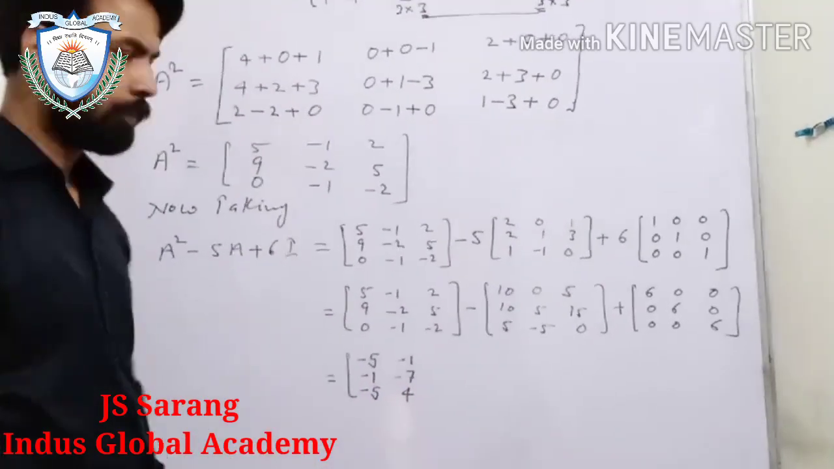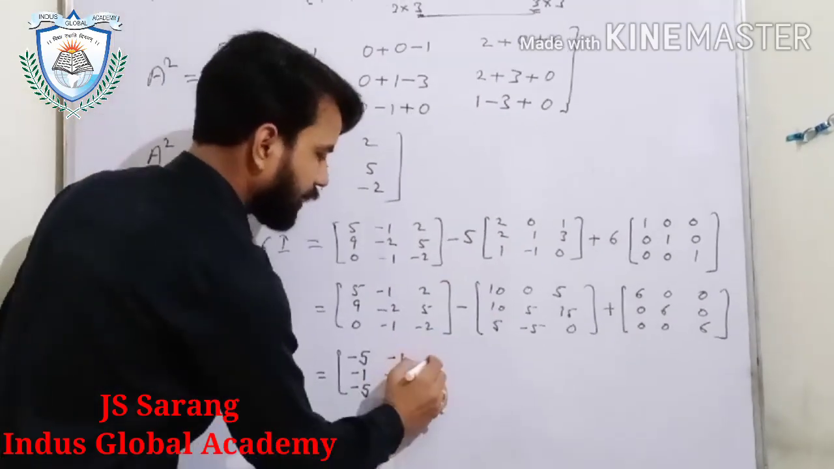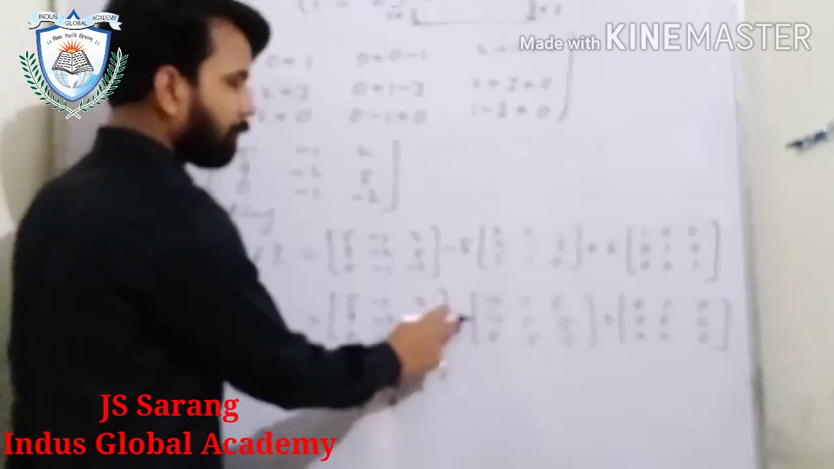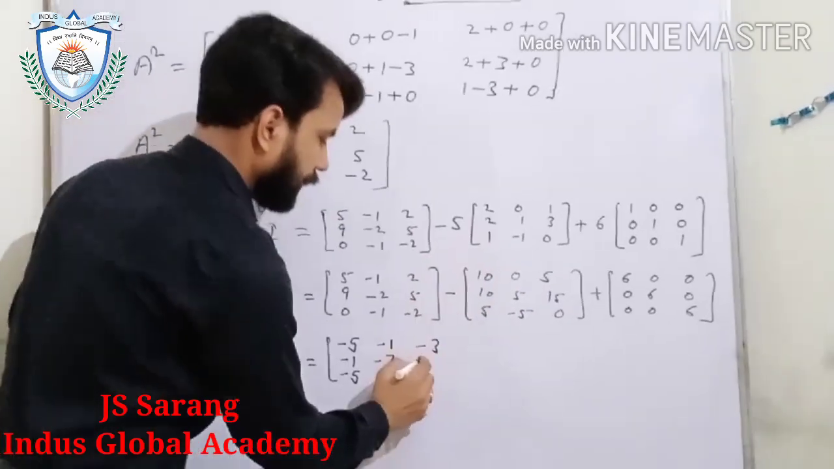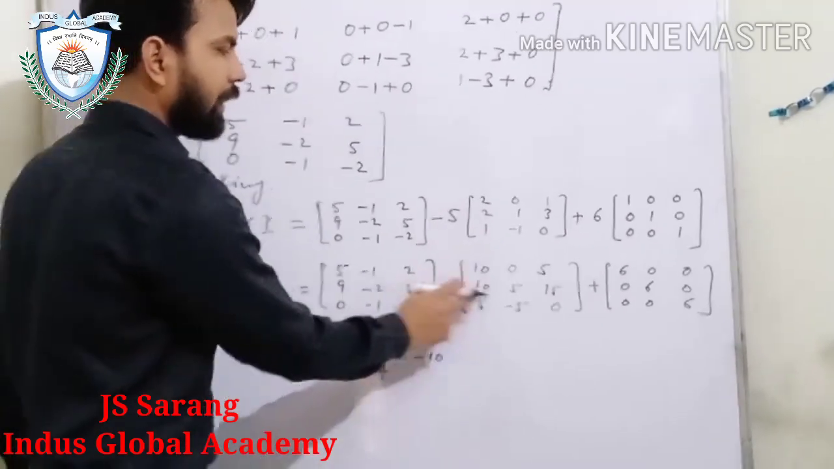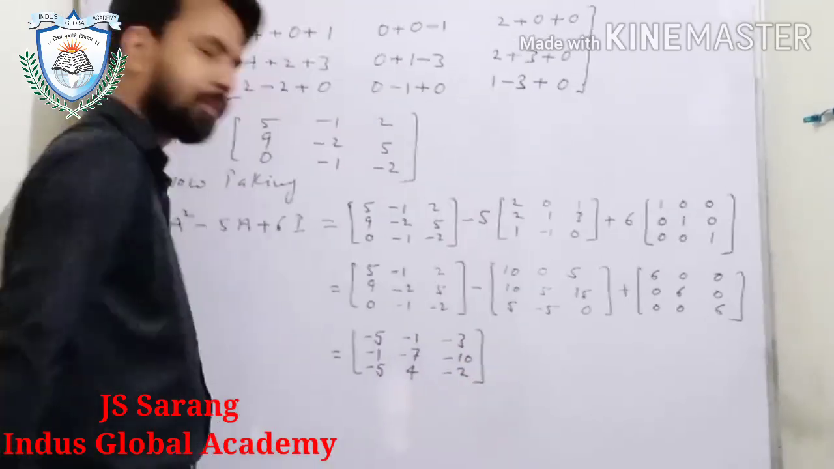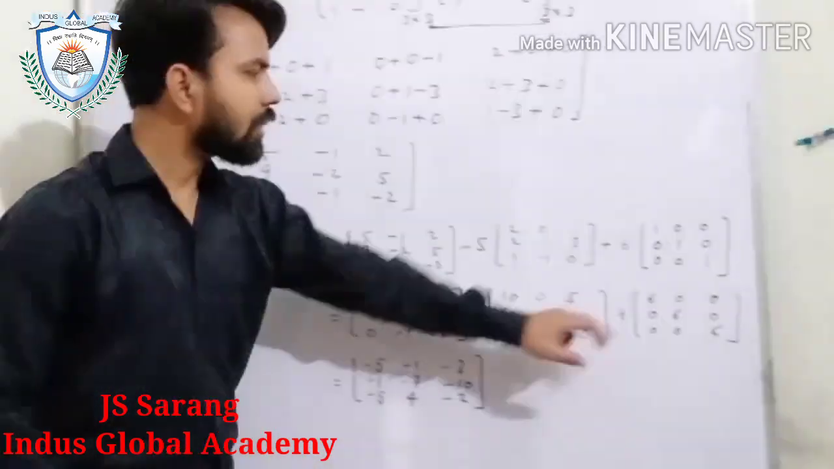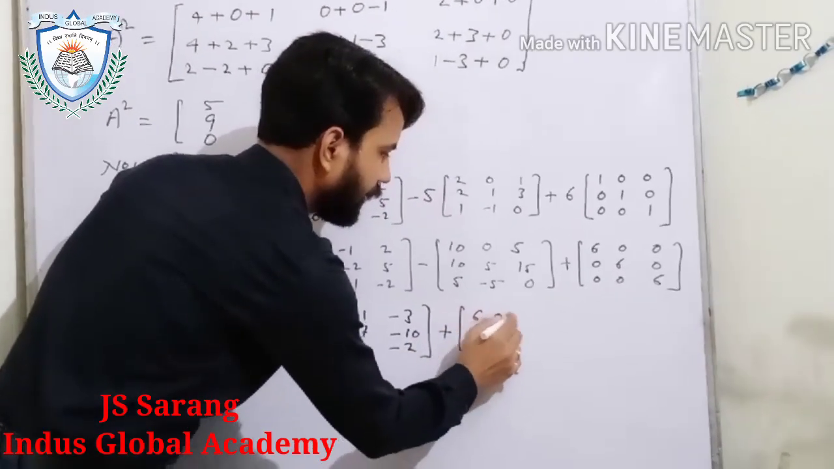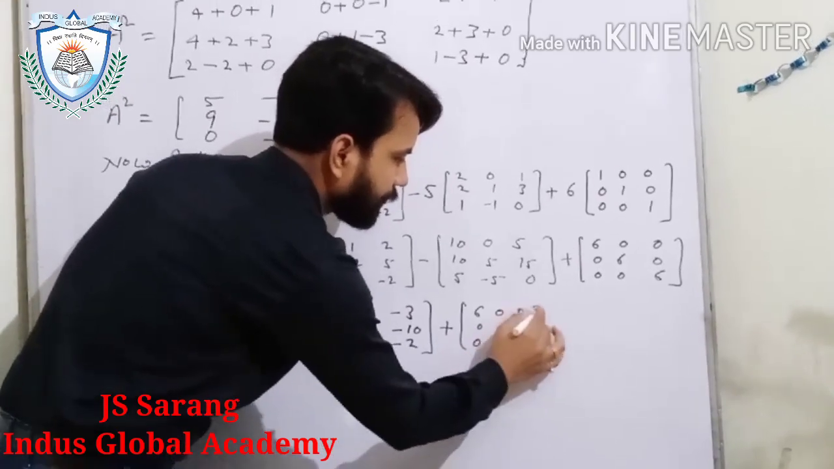Are you getting it? Now see, 2 minus 5 is minus 3. 5 minus 15 is minus 10. And minus 2 minus 0 is minus 2. Clear? The last matrix will remain the same: 6, 0, 0, 0, 6, 0, 0, 0, 6.